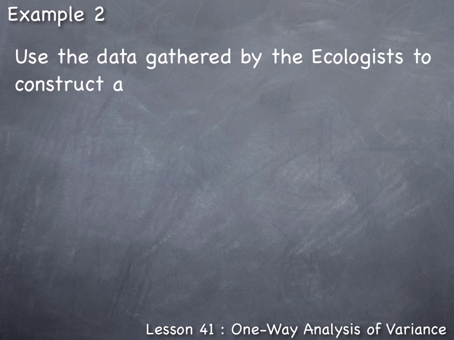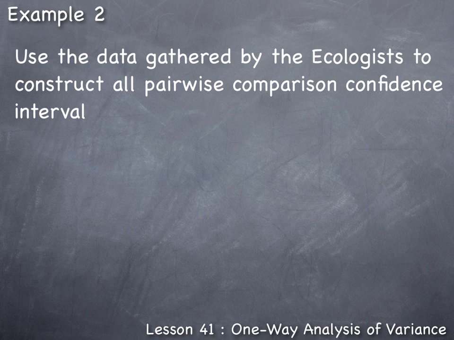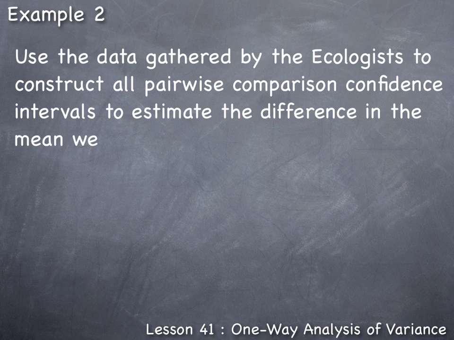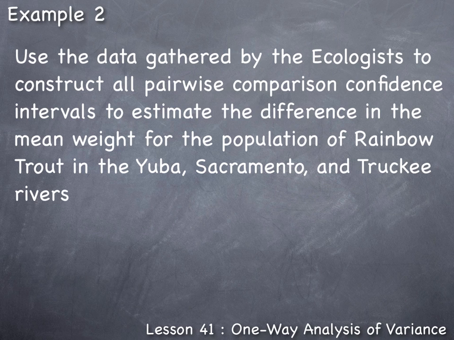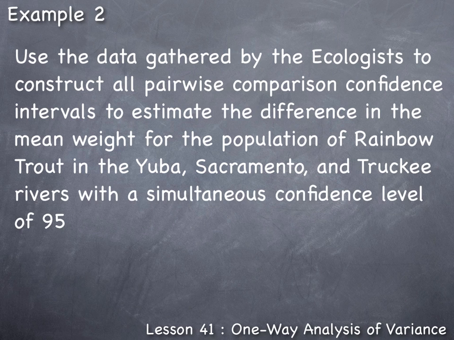Use the data gathered by the ecologist to construct all pairwise comparison confidence intervals to estimate the difference in the mean weight for the population of rainbow trout in the Yuba, Sacramento, and Truckee rivers with a simultaneous confidence level of 95%. And interpret the results.